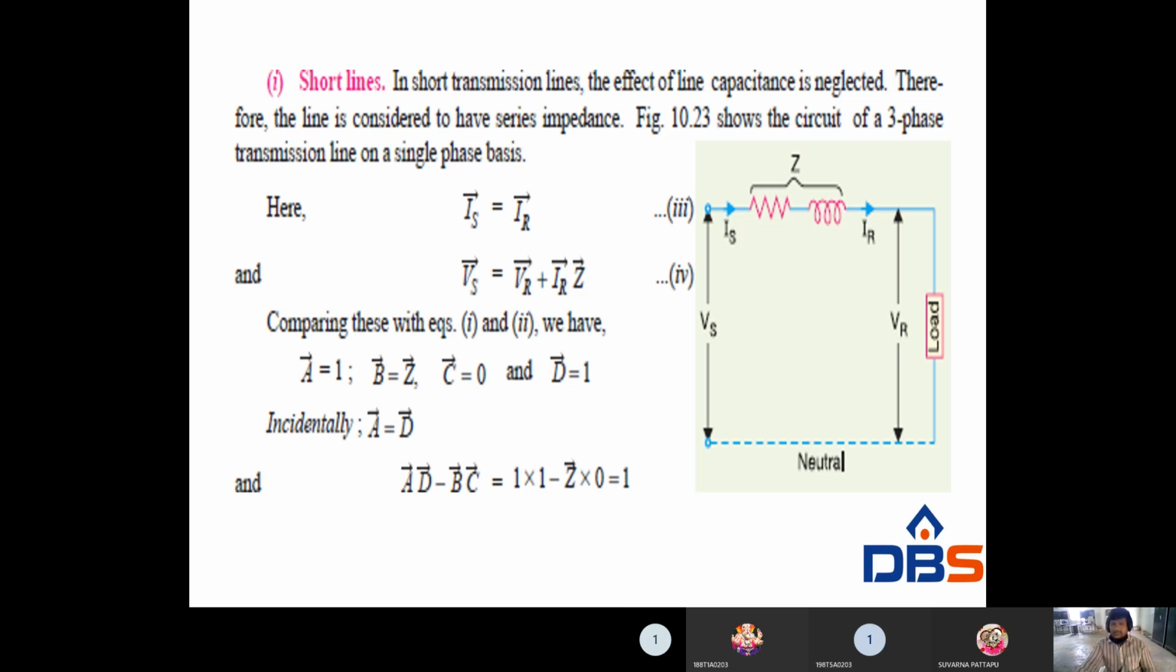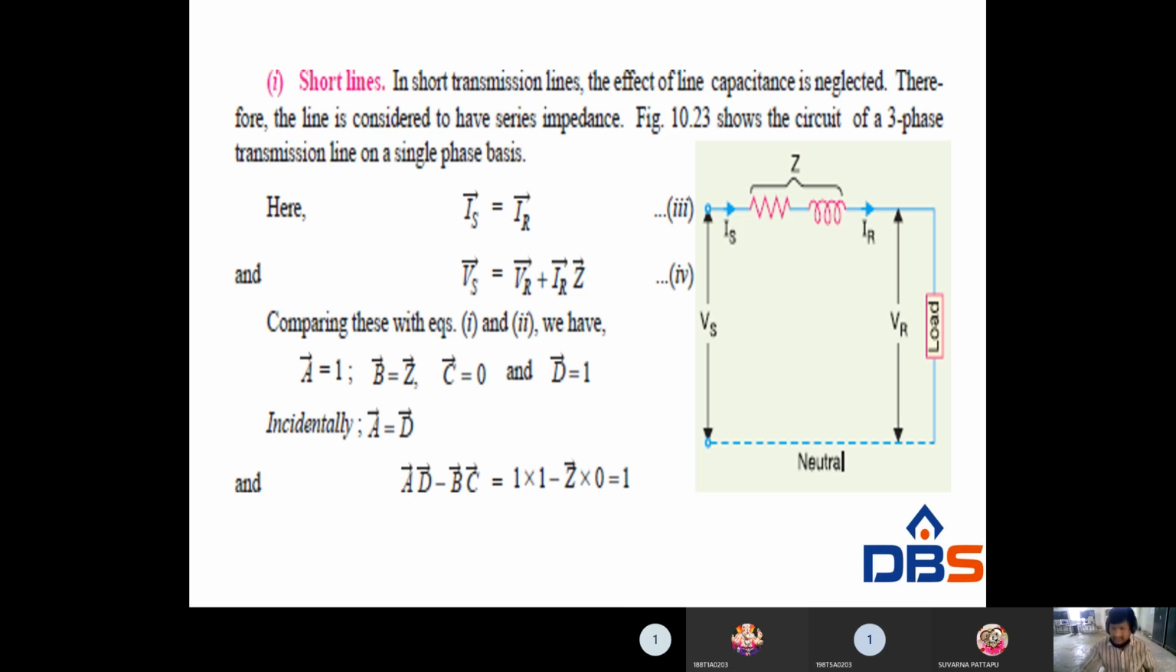right? So we know the equation 1 and 2, that is the generalized constant. Vs is equal to AVR plus BIR, Is is equal to CVR plus DIR. Now compare the equation 1 and 2 with 3 and 4, right? So compare these 3, 4 equations with the generalized constants. So Vs is equal to VR plus IR Z, and Vs is equal to AVR plus BIR. That means A equal to 1, B equal to Z. And compare the third equation to second equation. Is is equal to IR, and Is is equal to CVR plus DIR. That means C is equal to 0. There is no VR term in the third equation. Plus DIR, D equal to 1.